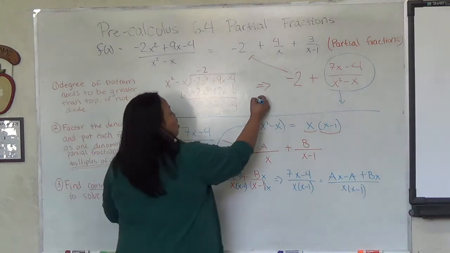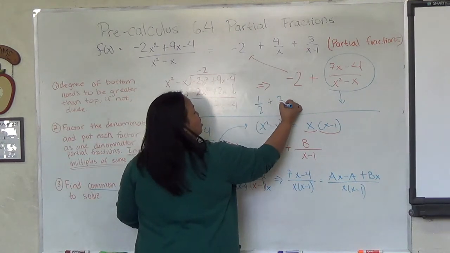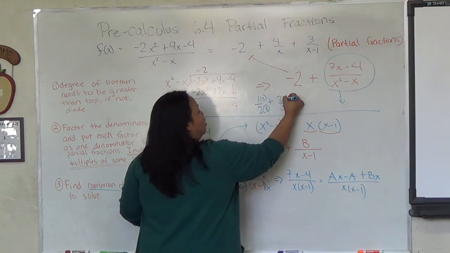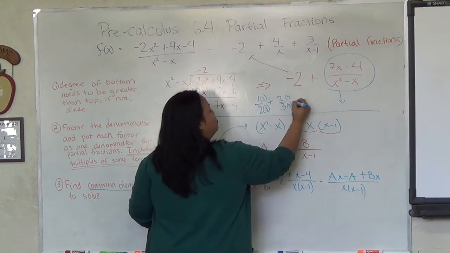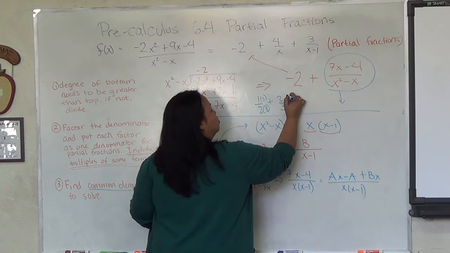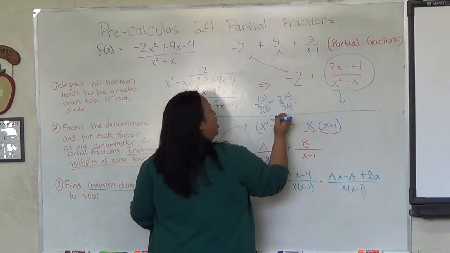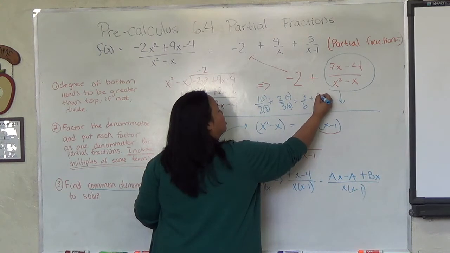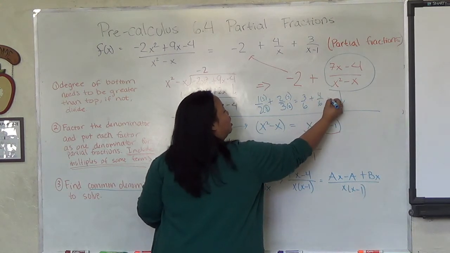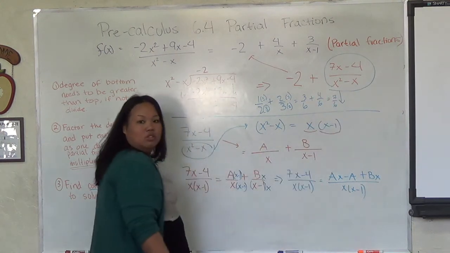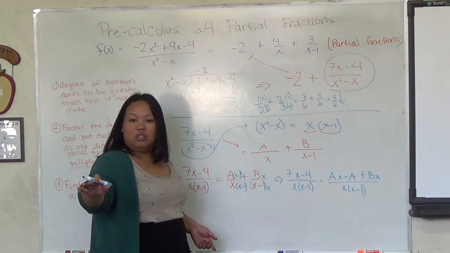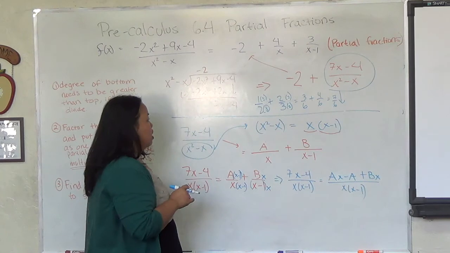If I have 1 half plus 2 thirds, I multiply this by 3 and this by 2. This becomes 3 over 6, this becomes plus 4 over 6, and now I can do 7 over 6. We understand common denominators? Are you with me, Noah? Okay. So that's our goal.